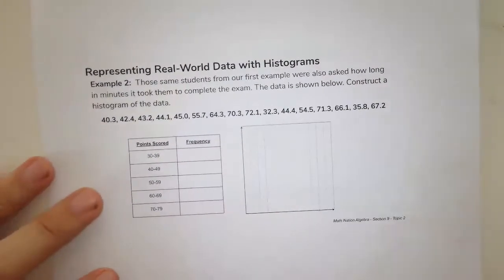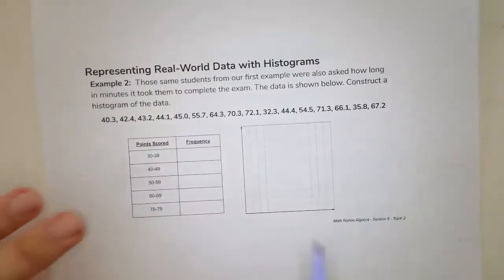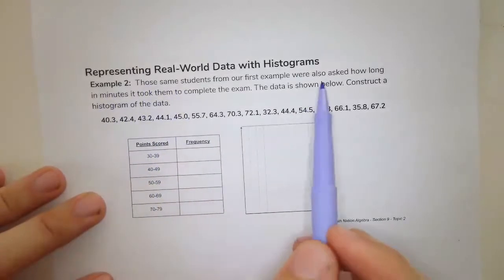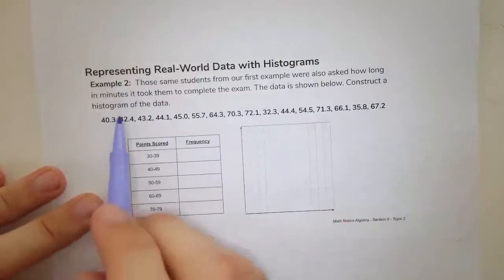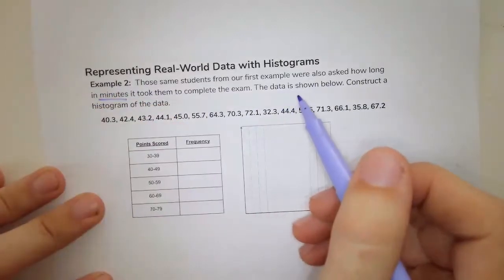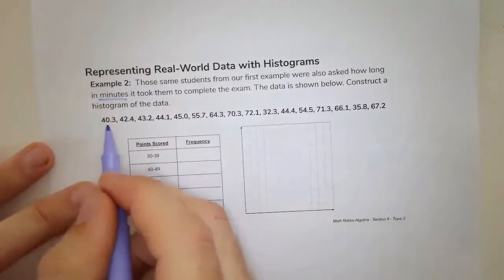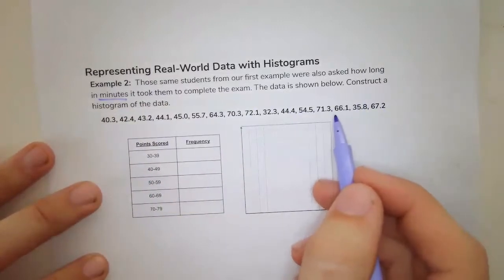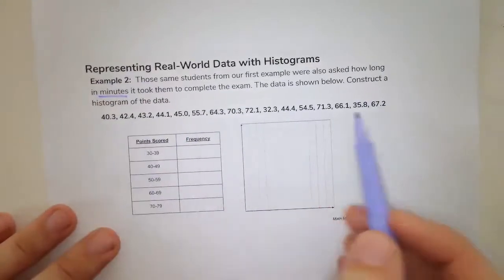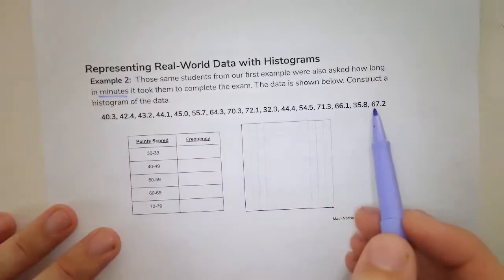So let's go over how to do this. Here, example 2: the same students from the first example were also asked how long, in minutes, it took them to complete the exam. The data is shown below. So this is talking about how many minutes it took them to complete a certain exam. Now, again, it's difficult because this is out of order.